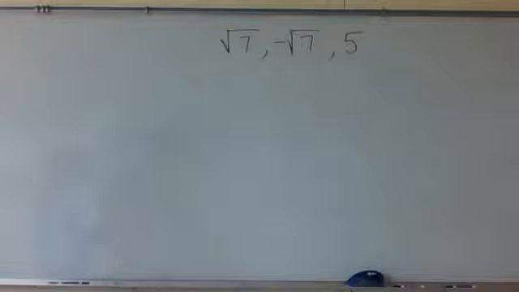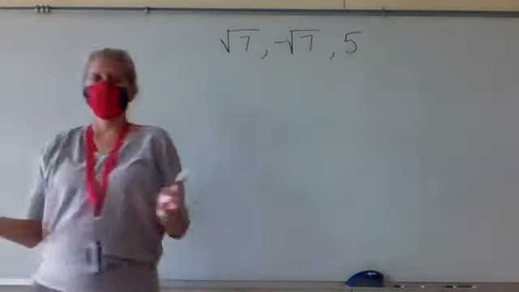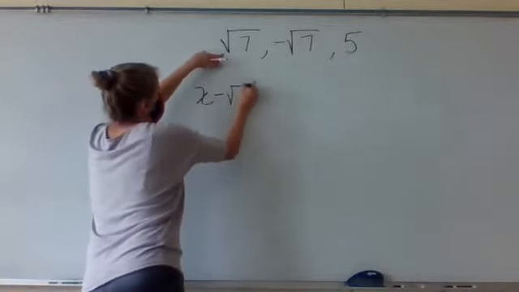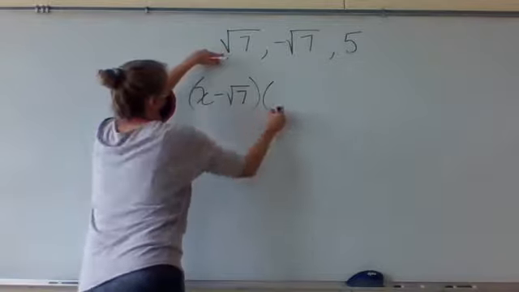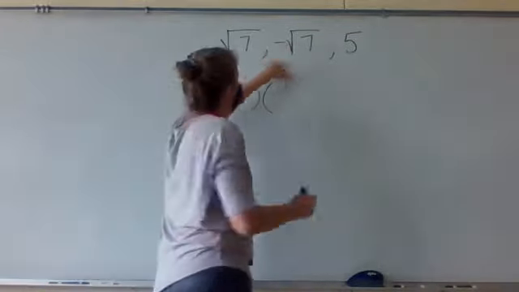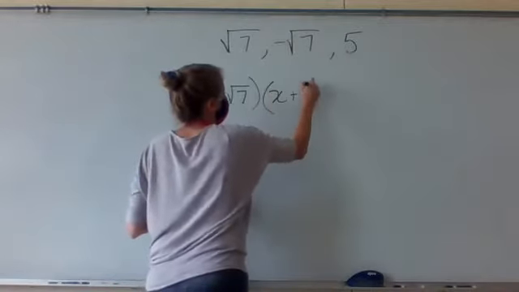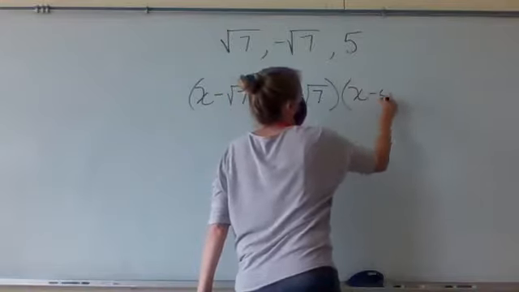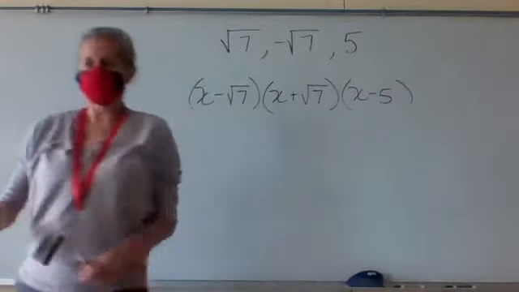So here's my zeros. So let's take them backwards to their factors. So this one would be what? X minus the square root of 7. X plus the square root of 7. And this one would be x minus 5.